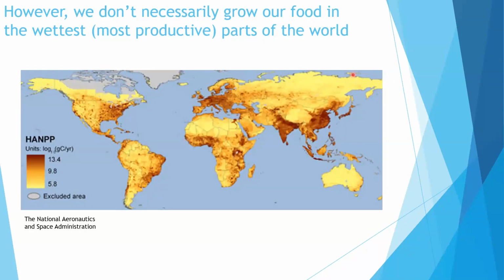And you can see that from this figure here. This is basically showing net primary productivity, but the human appropriation of that net primary productivity. And you can see we grow a hell of a lot of our food in places where it rains comparatively less than the tropics. It still rains enough to be able to grow food, but nowhere near as much.